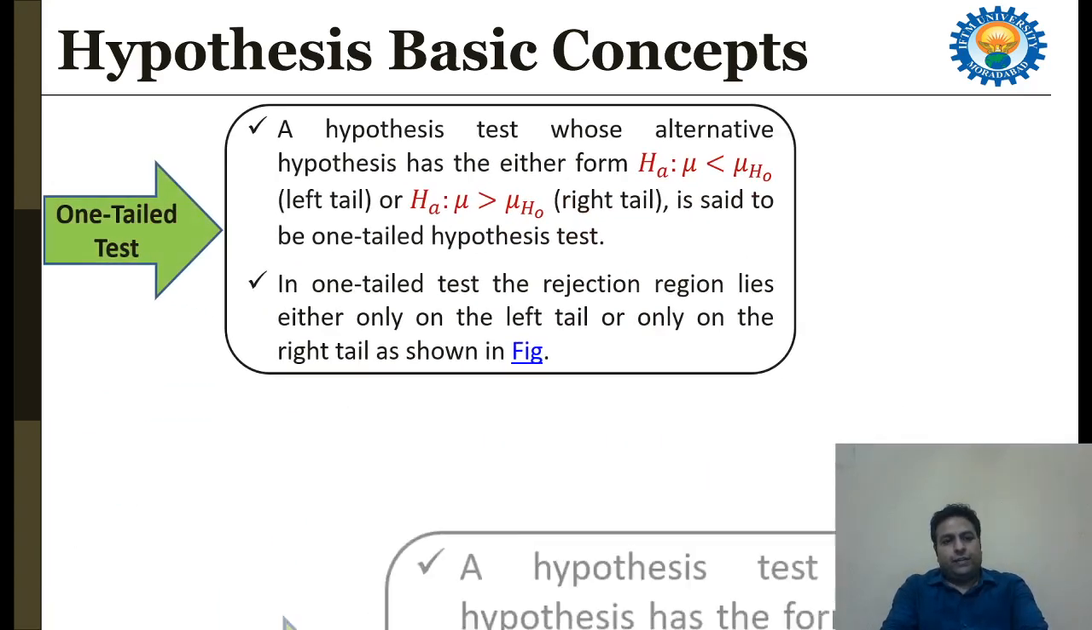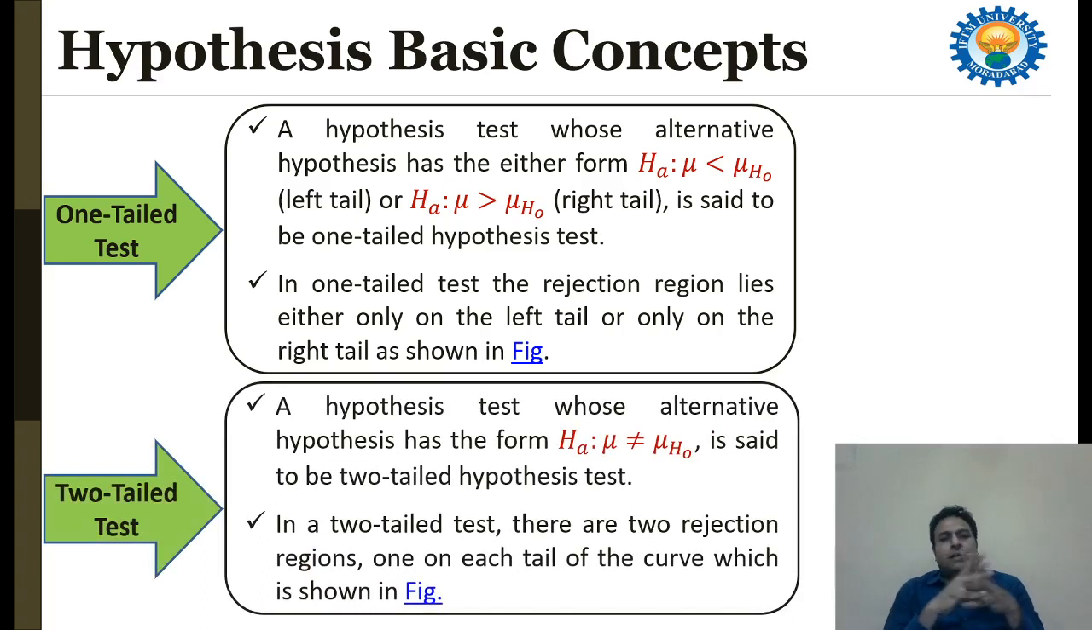Moving further, we have the one-tailed test and the two-tailed test. A hypothesis test whose alternative hypothesis has the form that the average value is less than or greater than the null hypothesis average value is a one-tailed test, either on the left tail or on the right tail. In a one-tailed test, the rejection region lies either only on the left tail side or only on the right tail side, as we can see in the upcoming figure.